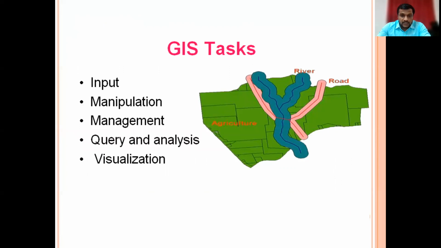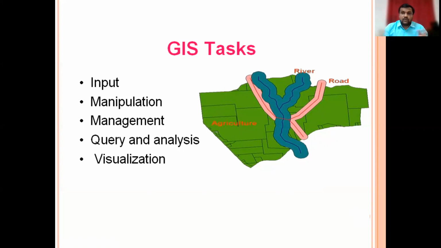Okay, GIS has multiple tasks. It may be used for inputting any data sources. Then we can go for the manipulation. We can manipulate any input data. That input data may be any spatial and non-spatial data sets. We can also manage different types of data sources. Then query and analysis can be done using GIS. GIS helps us to solve problems and to find answers to any question. Means query analysis can be done.